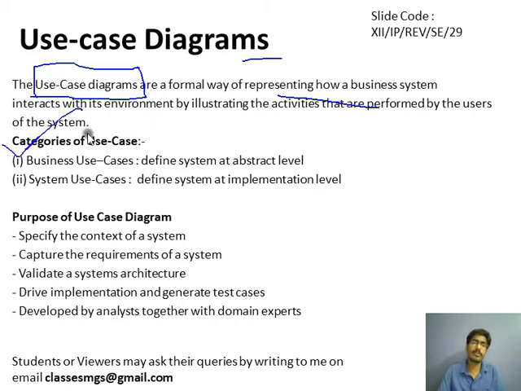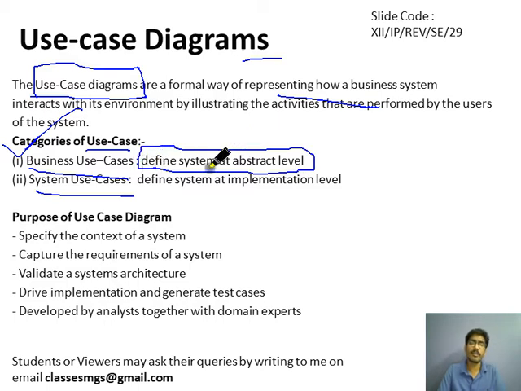There are two types of use case diagrams we can make. One is the business use case diagram, another is the system use case diagram. In the business use case diagram, we display the abstract level of the system: how the system will act and interact with the user is displayed at the abstract level. We will not explain the functionalities of the software in detail in the business use case diagram.